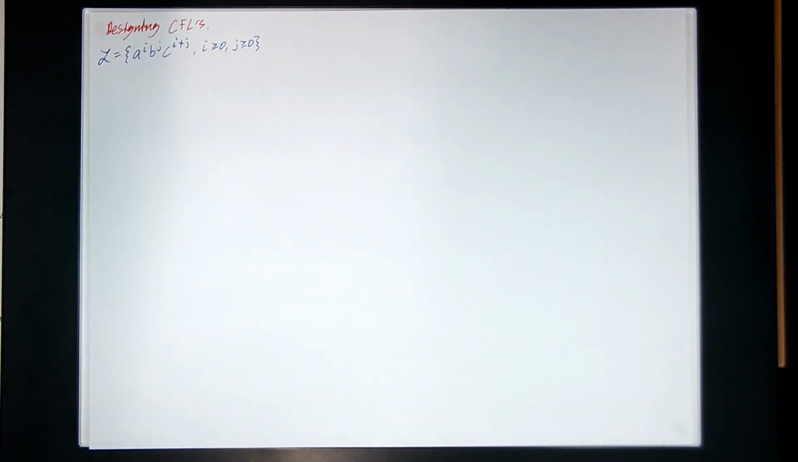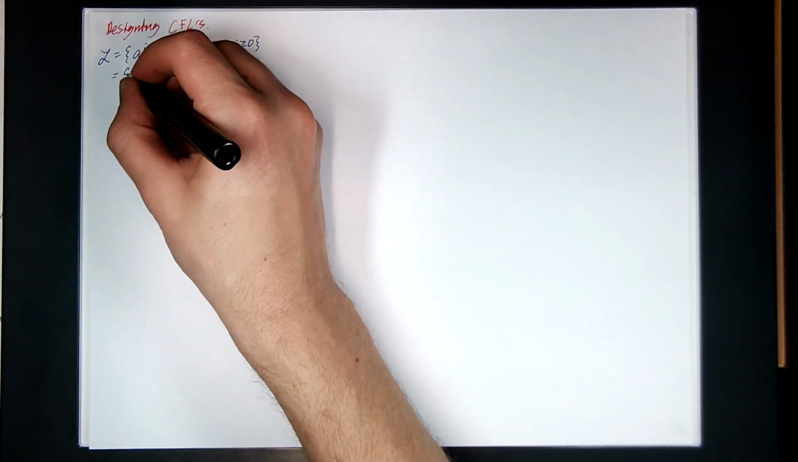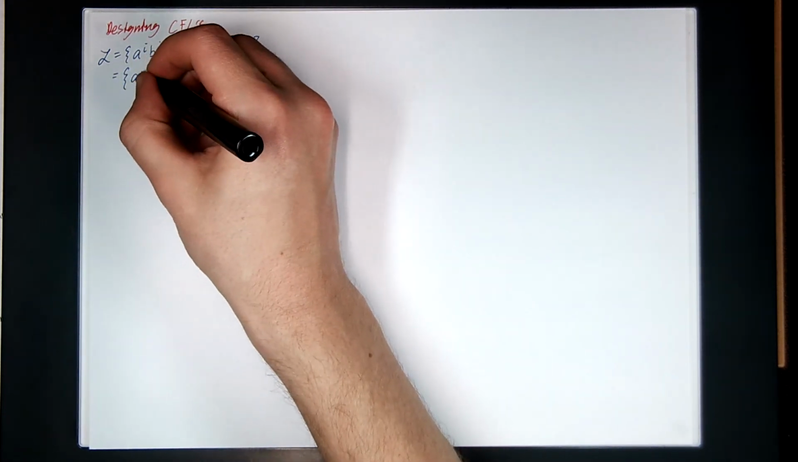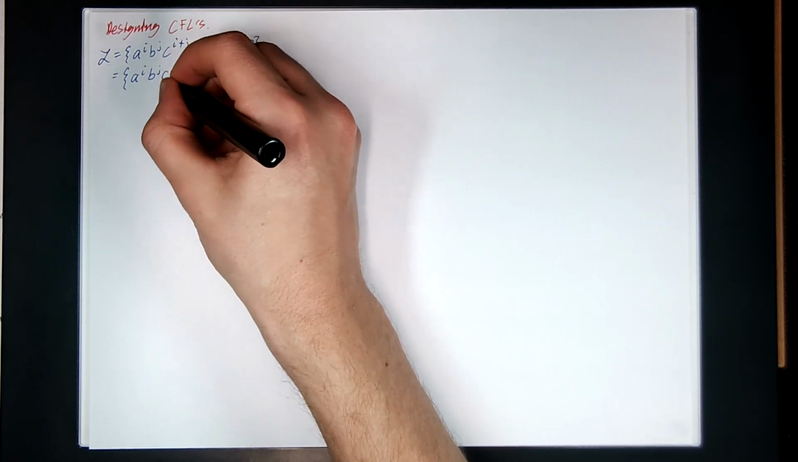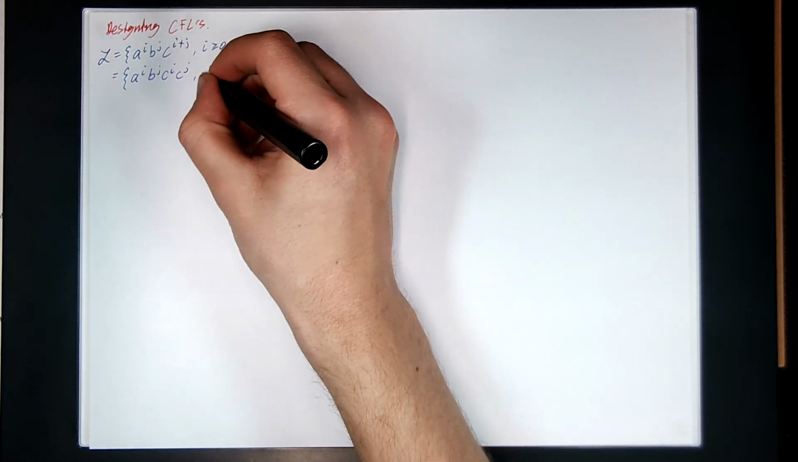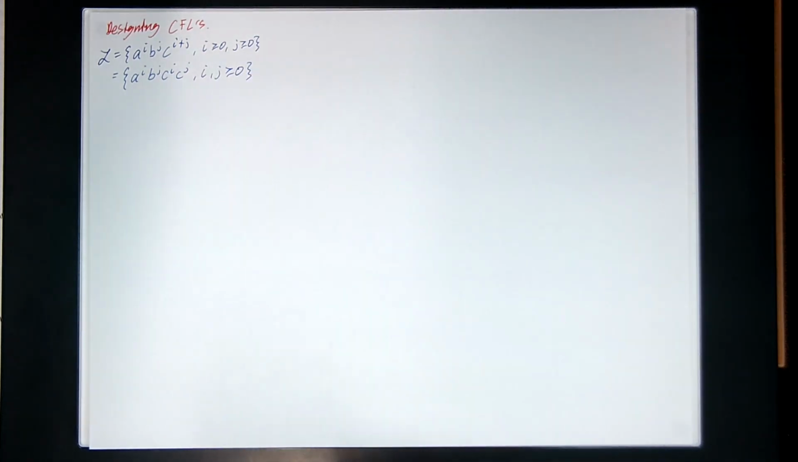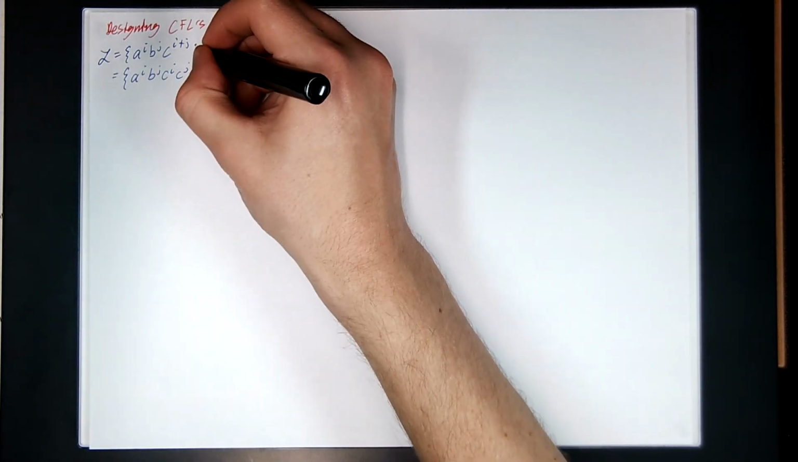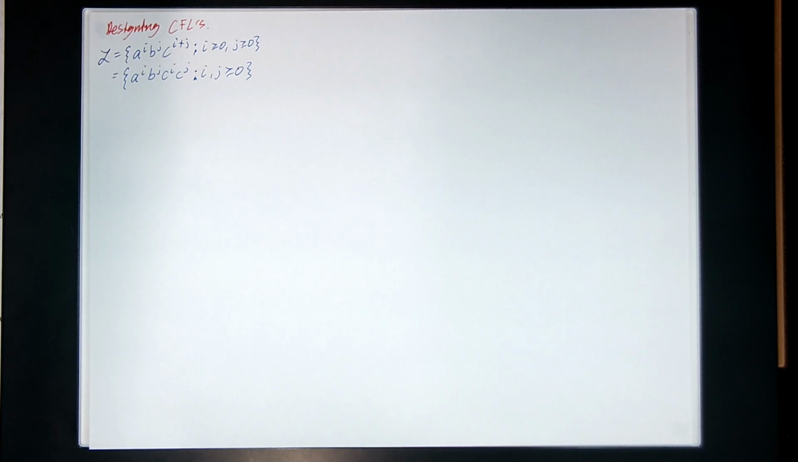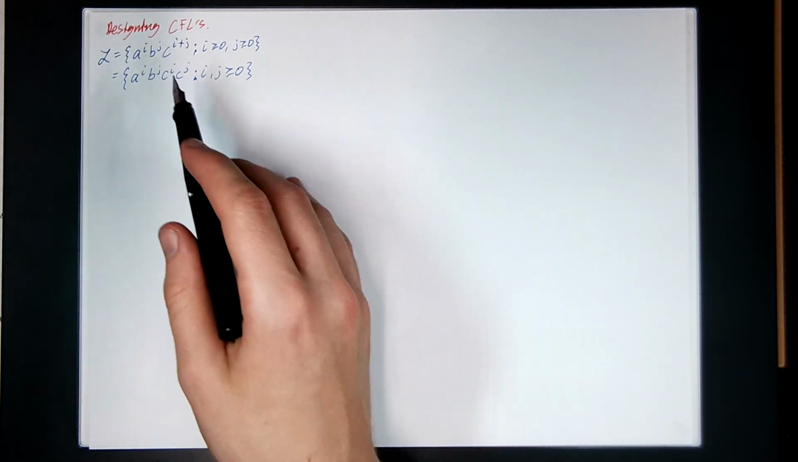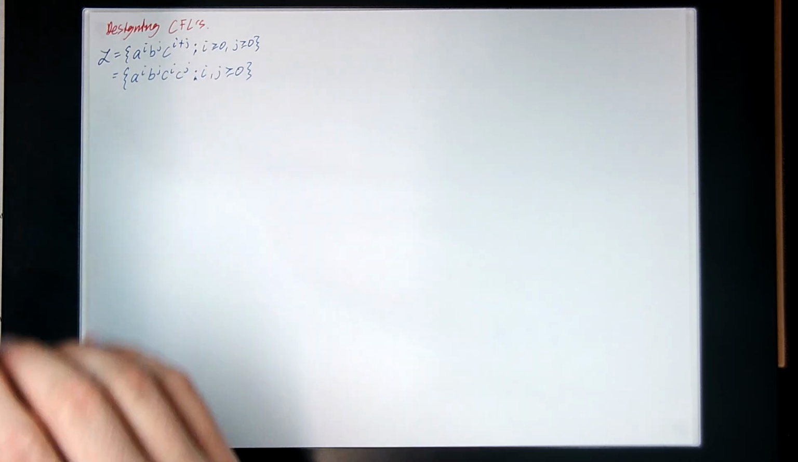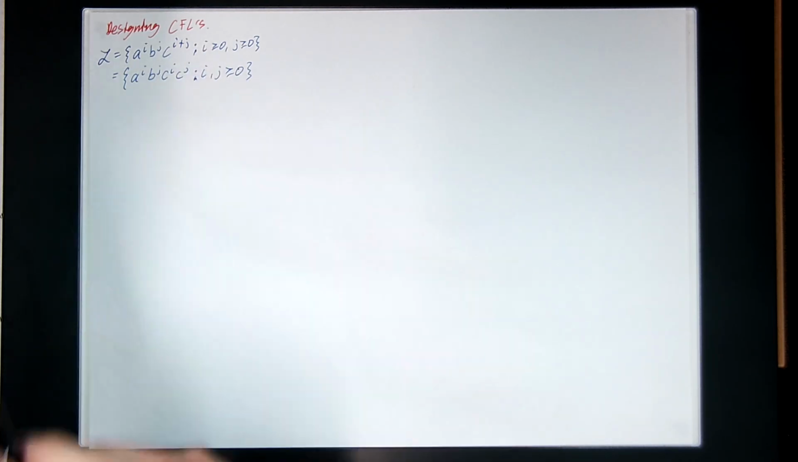Okay? This can be more easily decomposed if you break the C into two parts: A to the I, B to the J, C to the I, C to the J, where I and J are both greater than or equal to 0. Okay? And we would like to construct a grammar, context-free preferably, such that the language generated by the grammar is this language here.